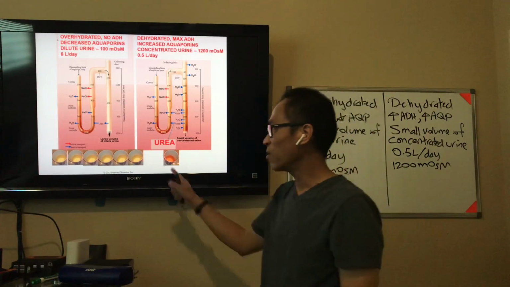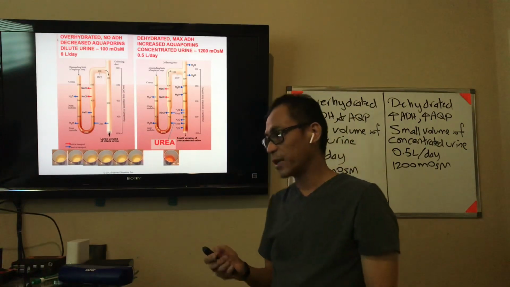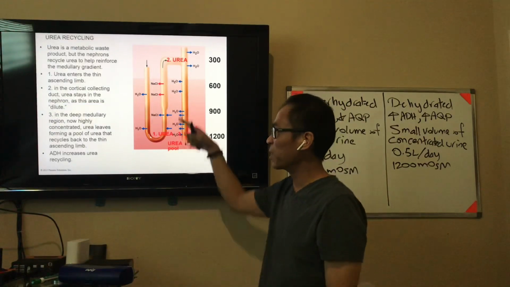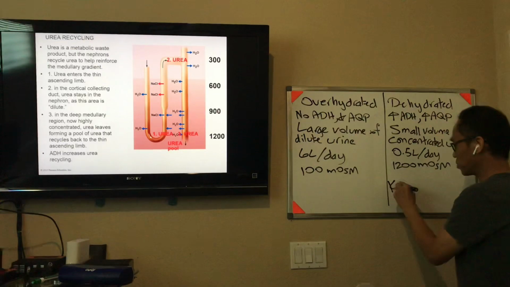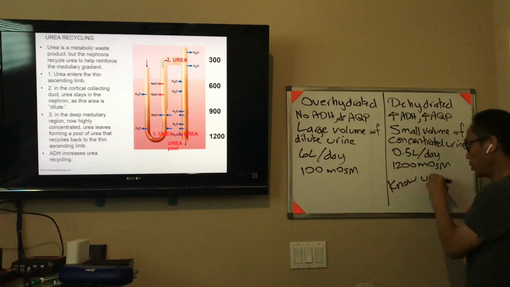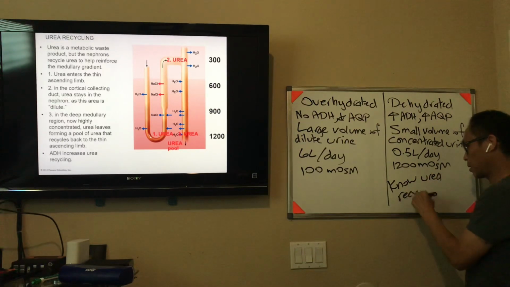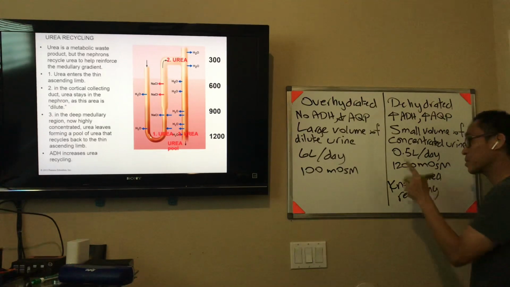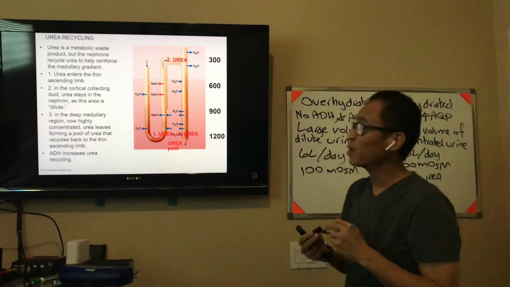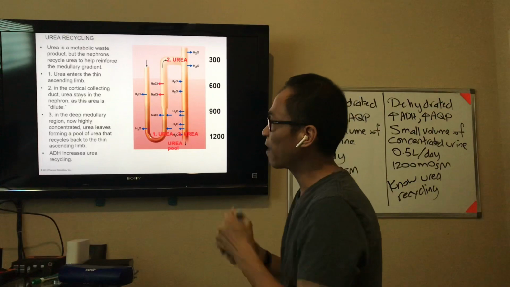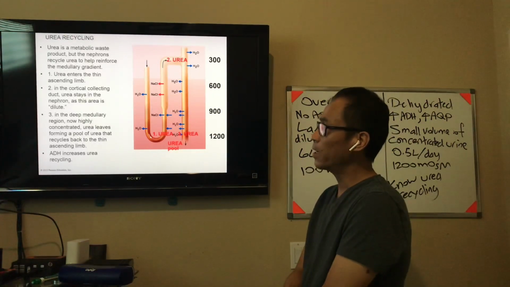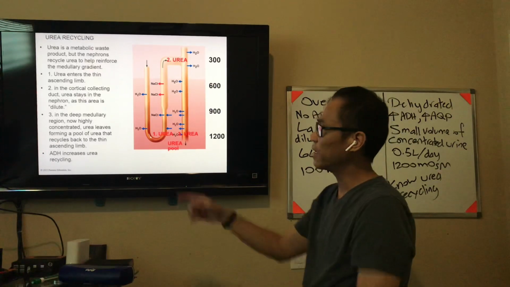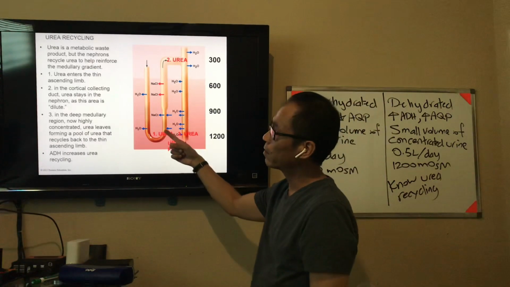And study urea. Urea recycling reinforces the concentration gradient to pull water out in the presence of ADH. So I'll just put no urea recycling and refer to this slide. Urea is a metabolic waste product, but the nephrons recycle urea to help reinforce the medullary gradient. Urea enters the thin ascending limb right there, okay?